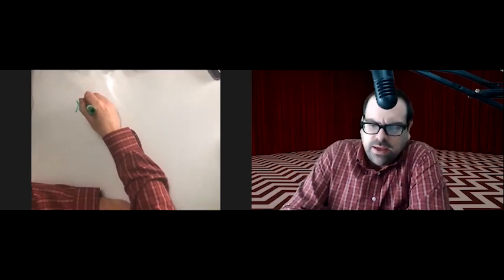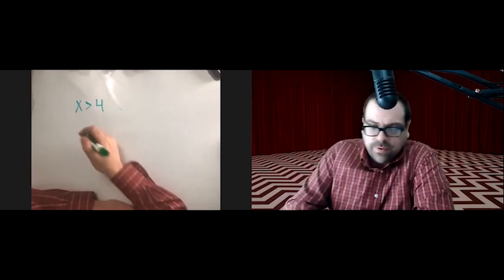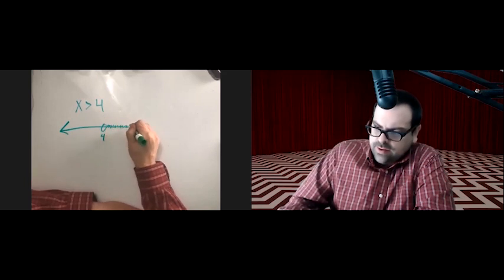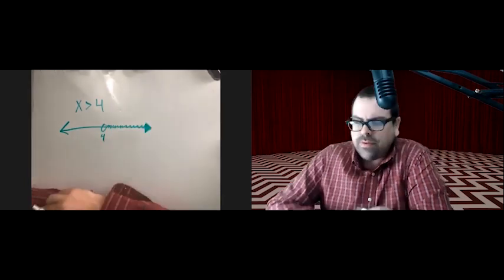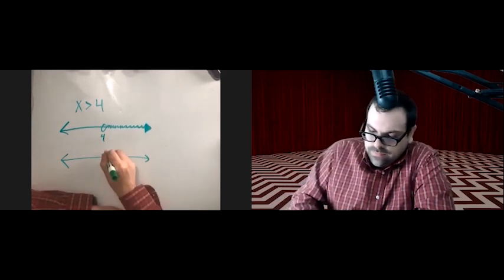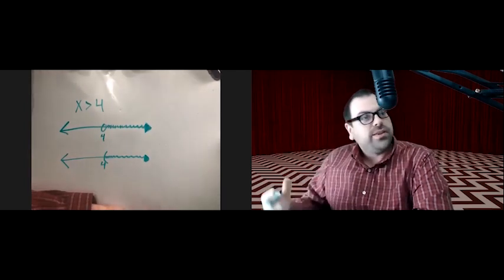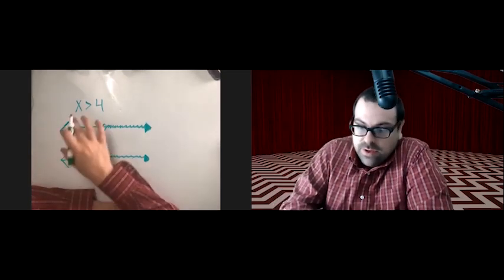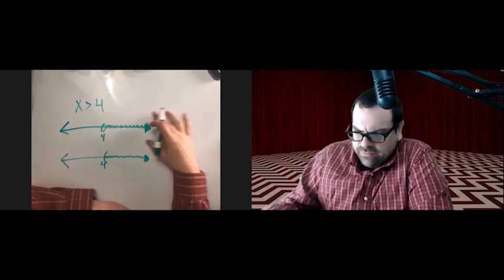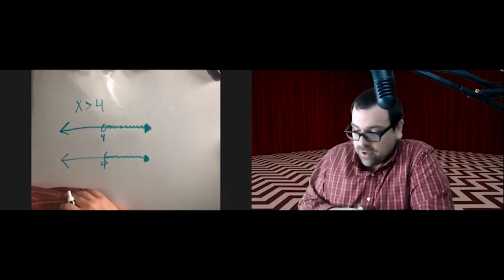We saw that something like x greater than 4 could be graphed as this on a number line with an open circle, or a parenthesis with everything to the right of 4, everything greater than 4 shaded, because the shading is the variable, and everything to the right of 4 would be the variable being greater than 4 to the right of on the number line.